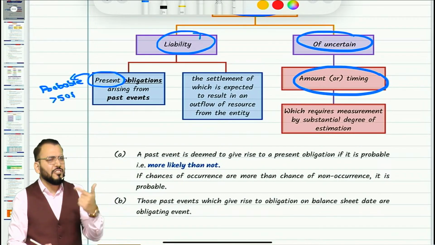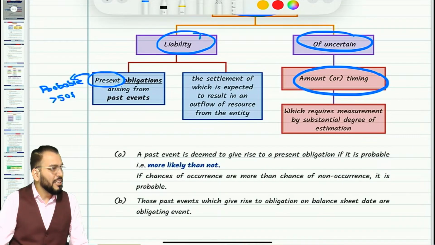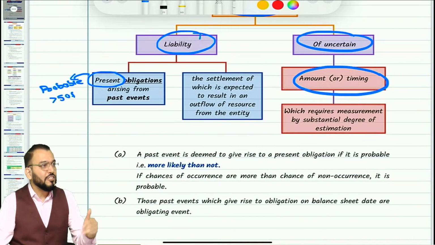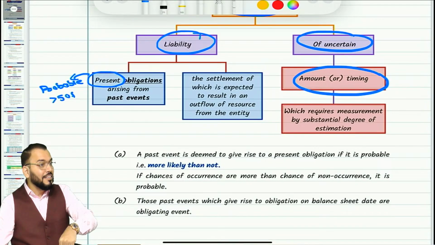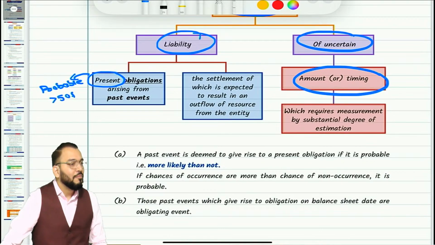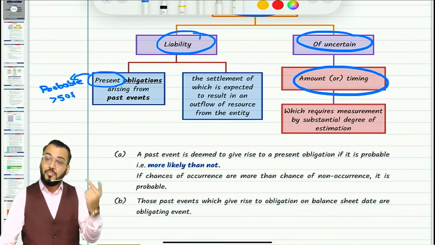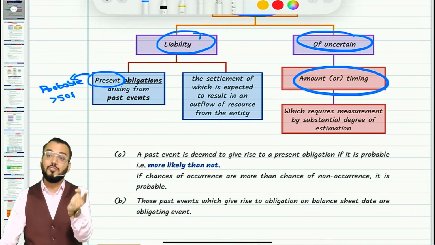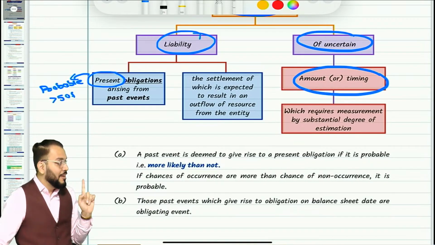Can I say when I am saying chances are more than 50%, it will also include 100%? It will also include certain, na? So if it is 100% certain, it will be covered under the definition of probable or not? Yes, it is probable. When I am saying chances are more than 50%, it does not mean it will not include certain liability. It will also include certain obligation. Are we able to understand?